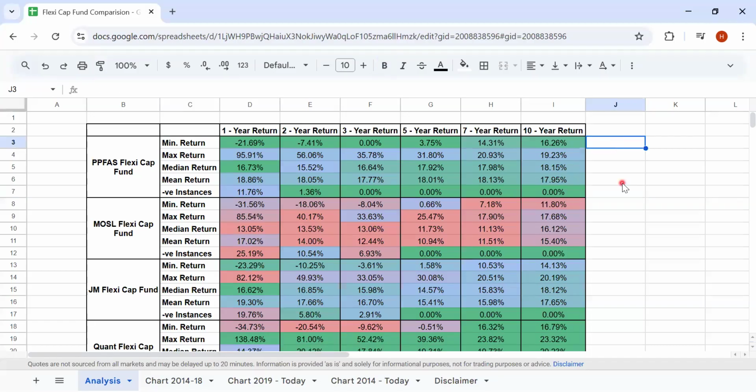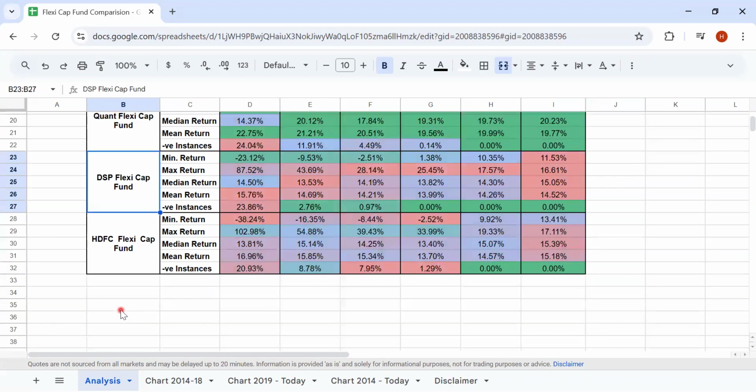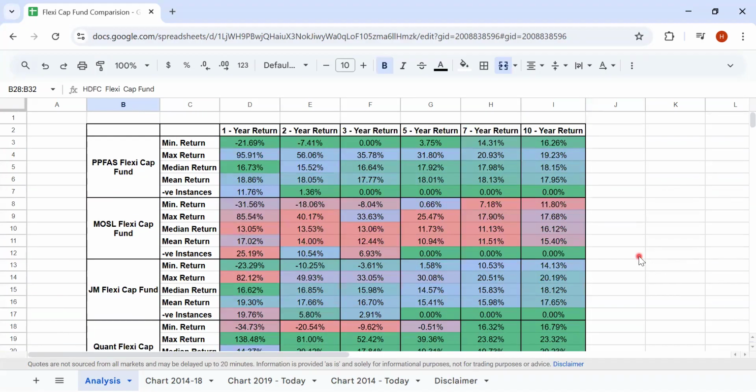This video is about comparing various flexi cap funds. For comparison, we are using Parag Parikh Flexi Cap Fund, Motilal Oswal Flexi Cap Fund, JM Flexi Cap, Quant, DSP, and HDFC. The data is from 2014. What we have done is we have looked at the minimum, maximum, median, and mean returns across different time horizons, and we have looked at the number of negative instances as well.